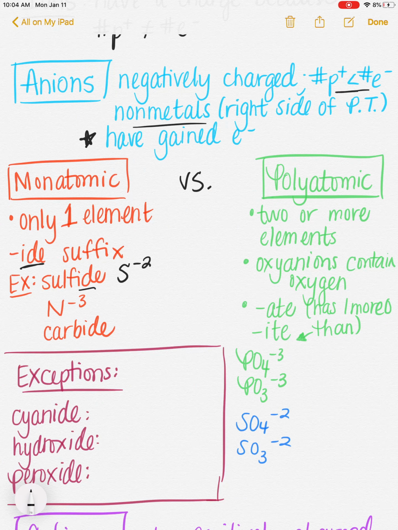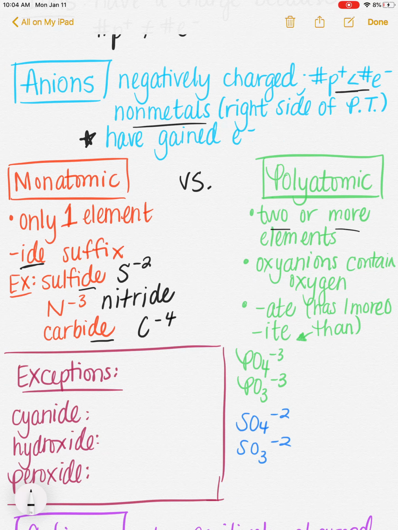N3-, if I wanted to name it, is from the element nitrogen, and since it is just nitrogen by itself with its predictable charge, we would call this nitride for N3-. Similarly, carbide, the -ide tells me that it's based off of carbon and that it is a negative ion. If I look at the periodic table, carbon is 4 spaces away from the noble gases, so carbide would be C4-.